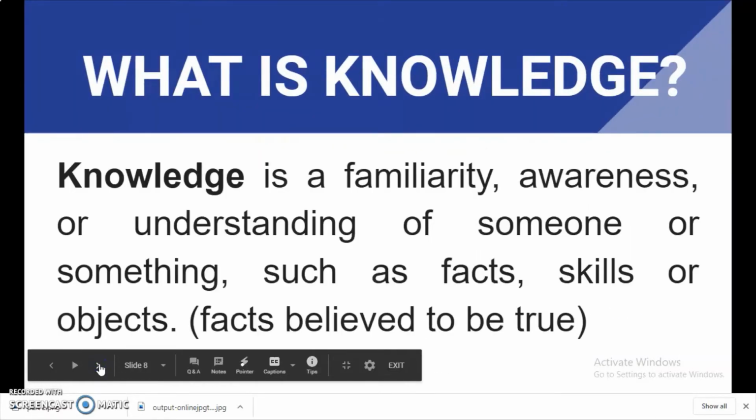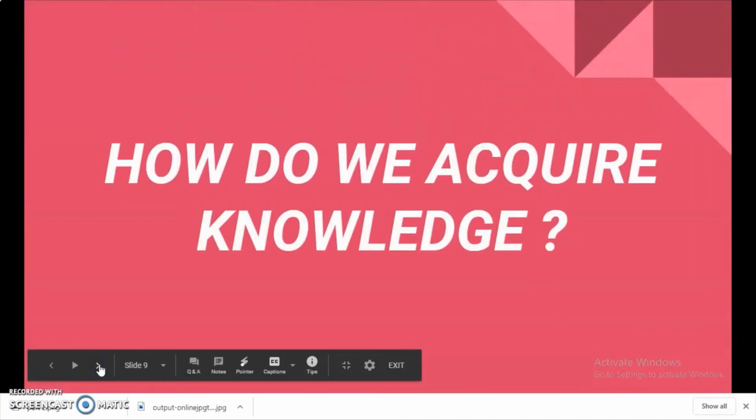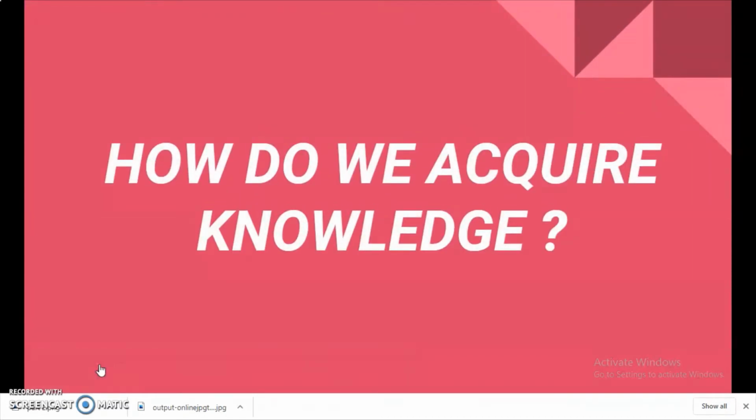And we should know what knowledge is. Knowledge is a familiarity, awareness or understanding of someone or something, such as facts, skills or objects. And that knowledge becomes facts, the facts that are believed to be true. A very important question in this field is: how do we acquire knowledge? We create new knowledge, but we should also know how we acquire knowledge.